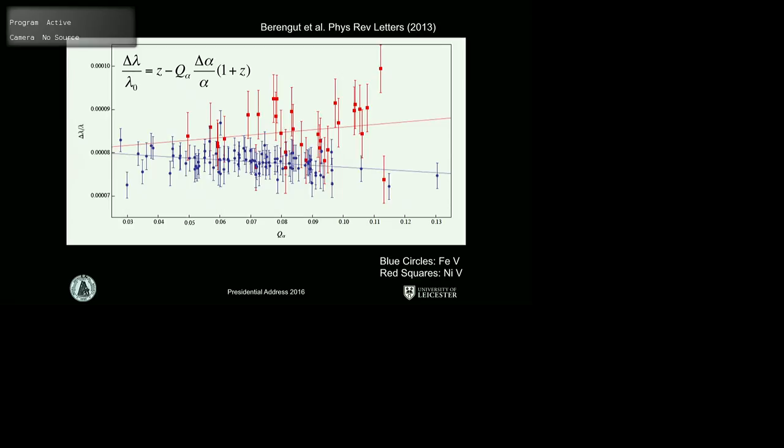And indeed, you see a trend for the iron lines in blue, but you actually see an opposite trend for the nickel lines in red. Well, clearly, if there is a real effect, they should be going in the same direction. So what we're actually measuring is an upper limit, but what we're demonstrating is the potential for doing the measurement.